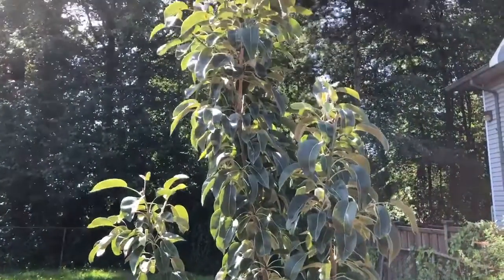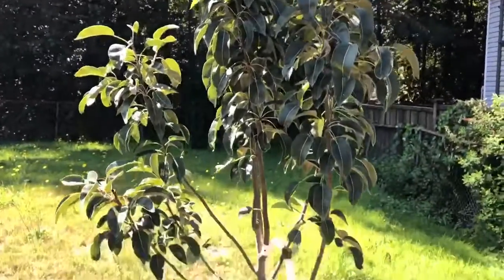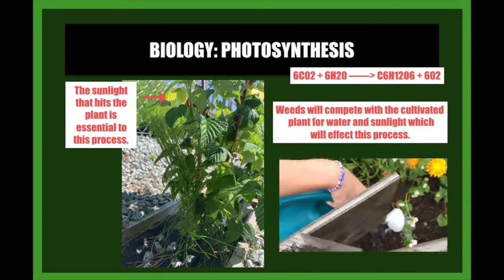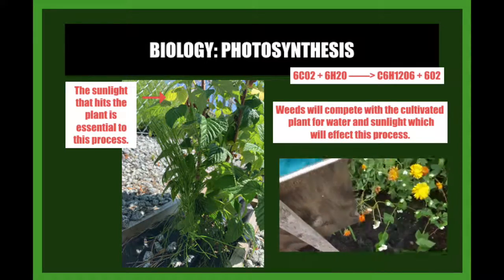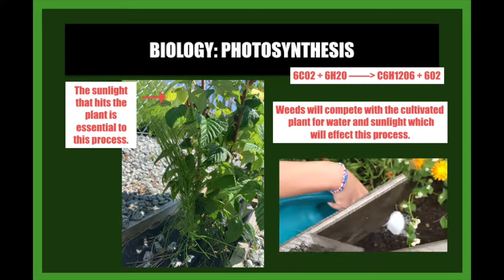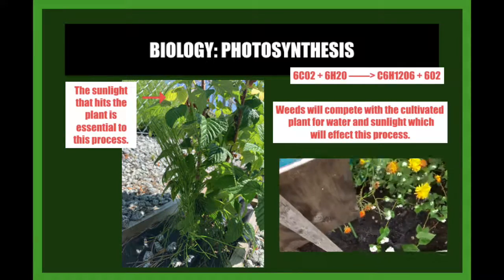Carbon dioxide and water need sunlight to produce the release of sugar and oxygen in the biological process photosynthesis, necessary for plant survival. If there are too many weeds, they hog the sunlight and water, preventing plant growth.